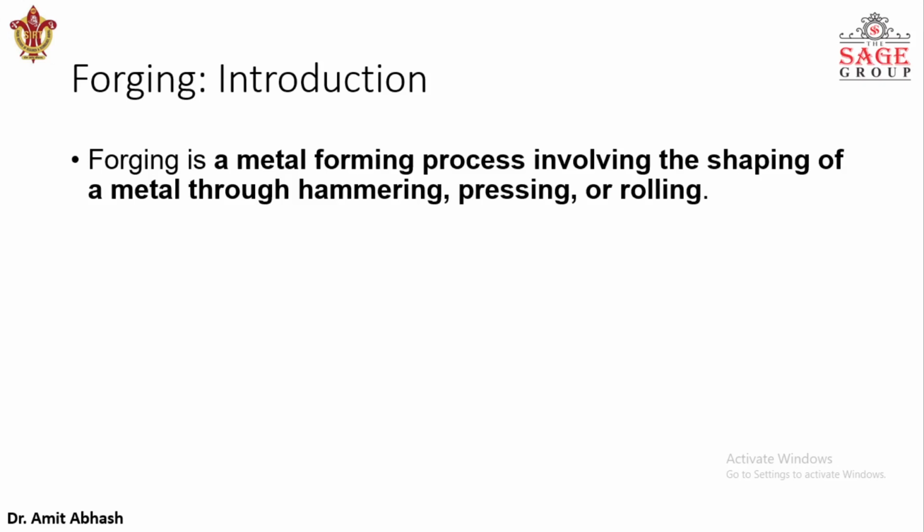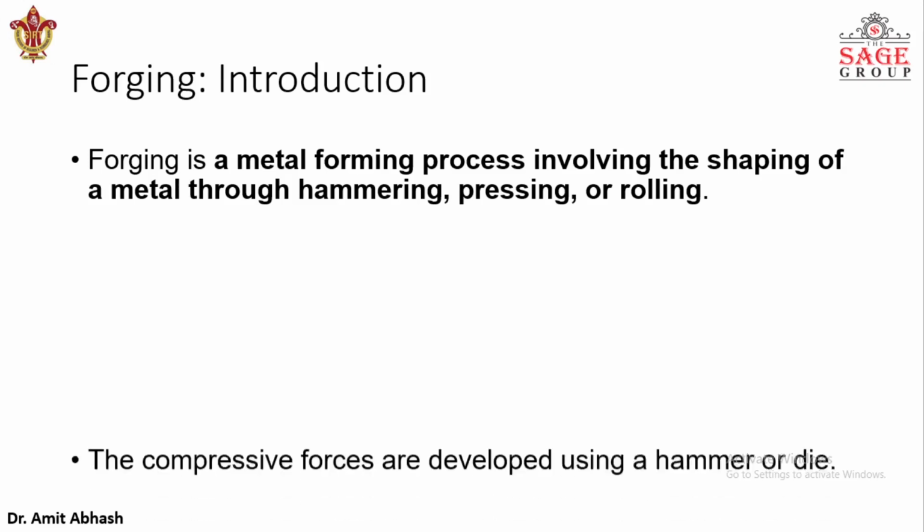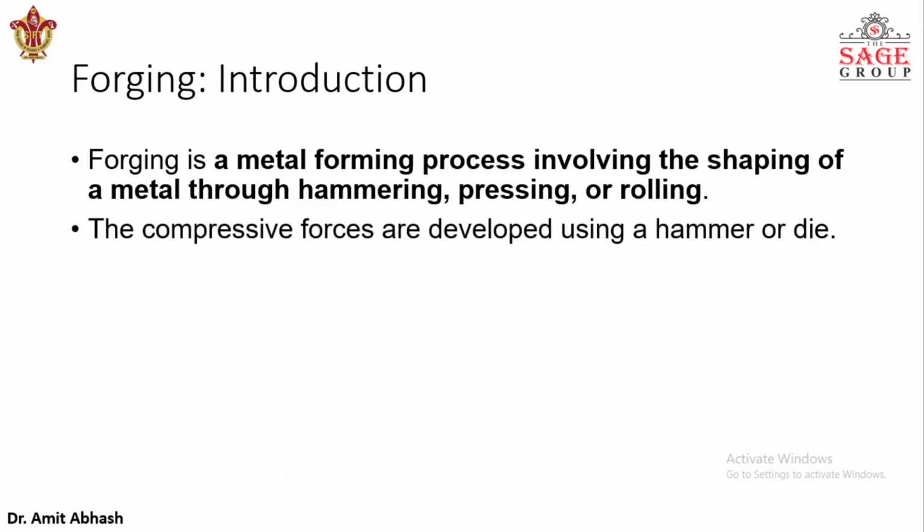The forces may be applied manually or automatically. Manually means a person who applies the hammering process, he will hammer the product, or we can apply it by automation, through machinery equipment also. That will depend on the process that we have selected, so definitely we will see it later. The next point is the compressive force is developed either using a hammer or die. That will depend on the process, as I told you.